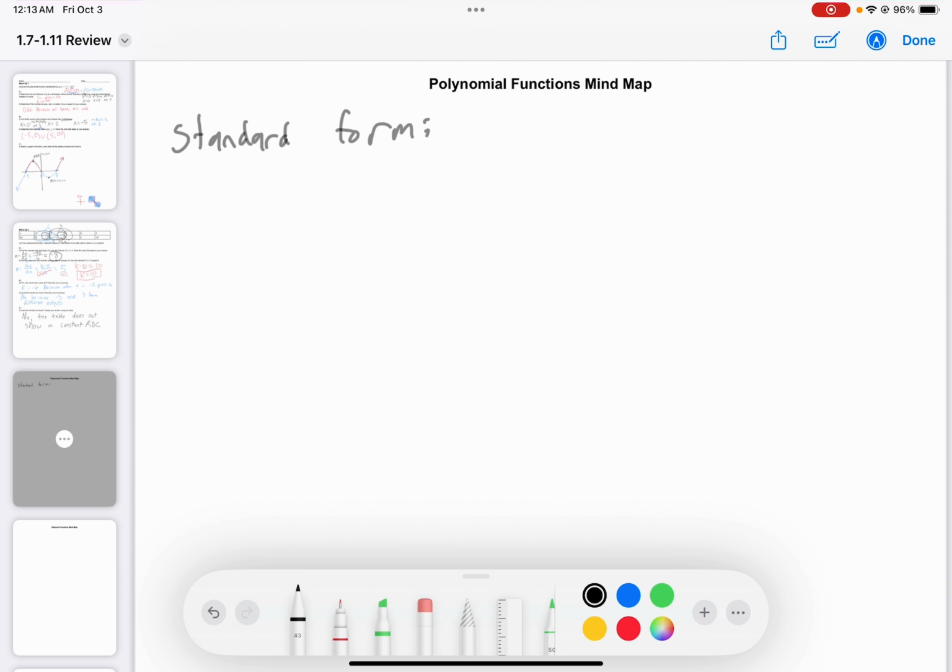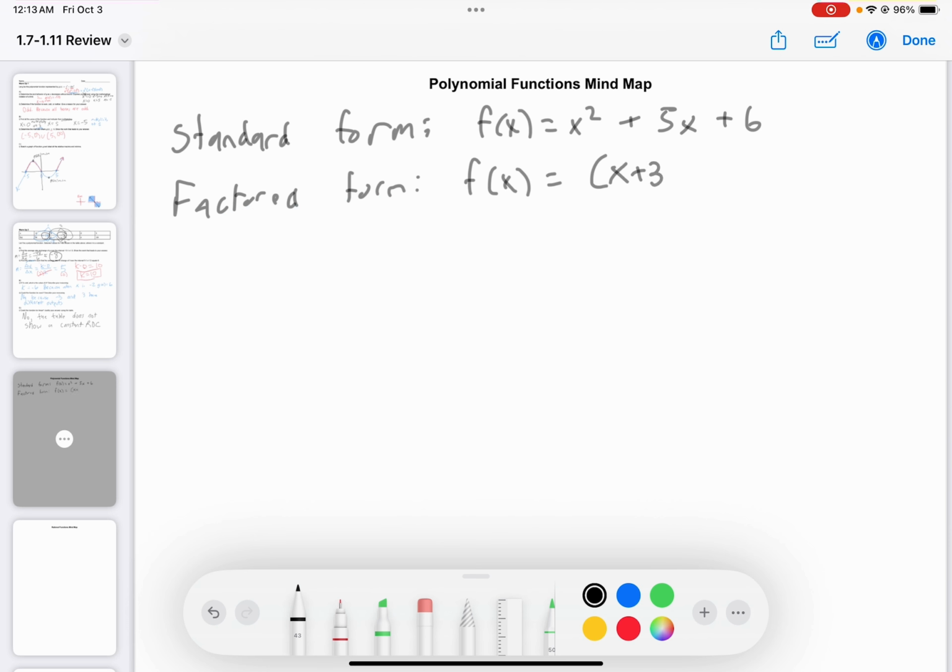And that might be something like f(x) = x² + 5x + 6. And we can show that in factored form, which again, what multiplies to c and adds to b? Well, that would be (x + 3)(x + 2). So these are the same functions, just shown in two different forms. We can gather different information.